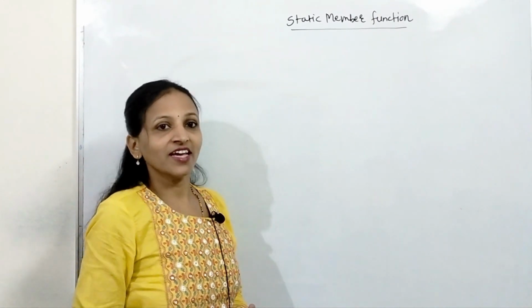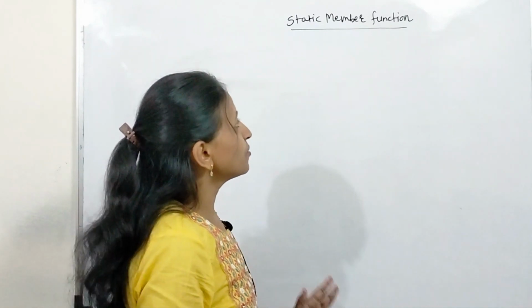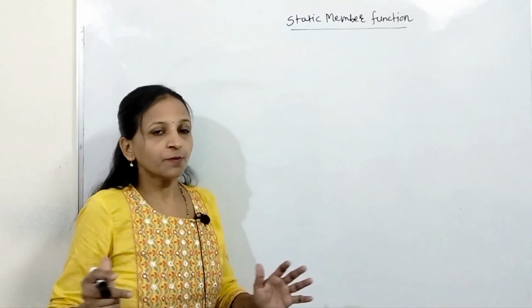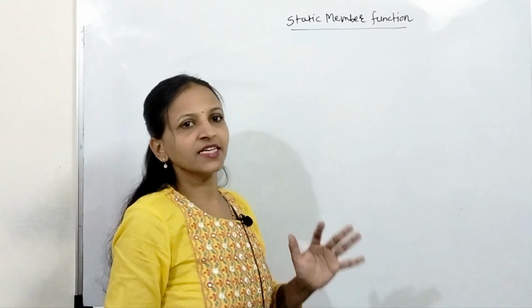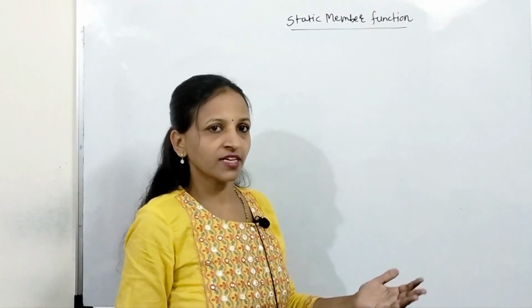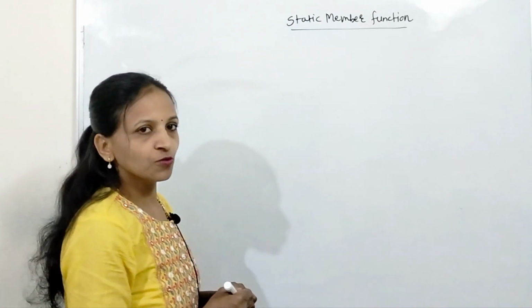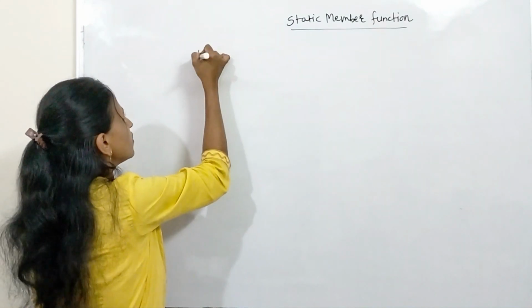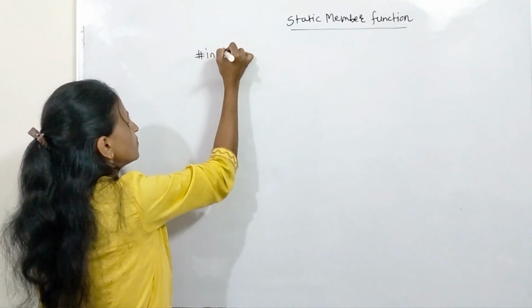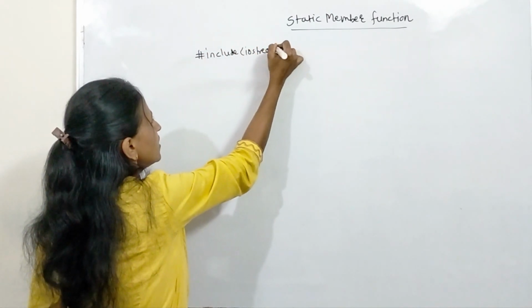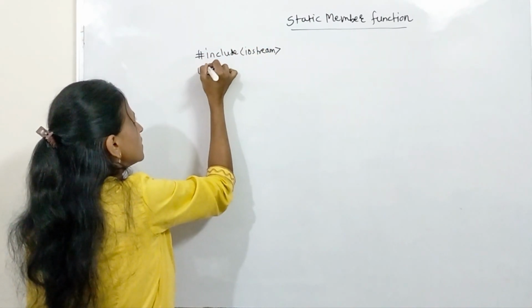Now let us see one example based on this static member function concept. In the previous session we have seen static data member. Inside that we have declared one class item. The same class I am using here. How to do that? First we have to include iostream and then using namespace std.